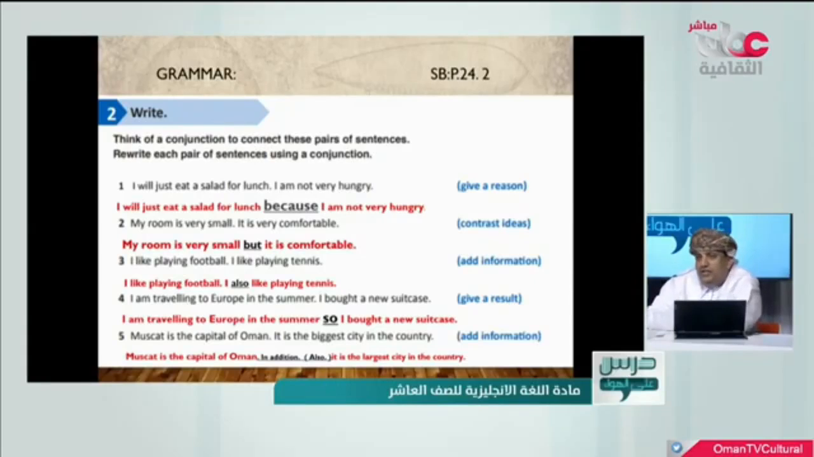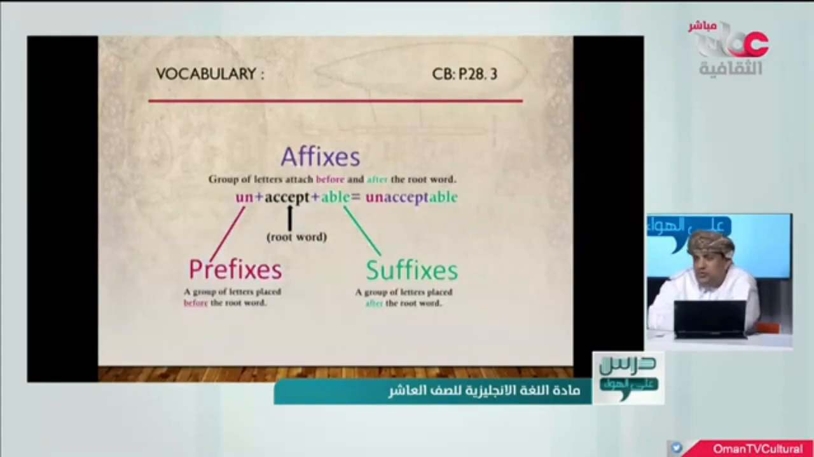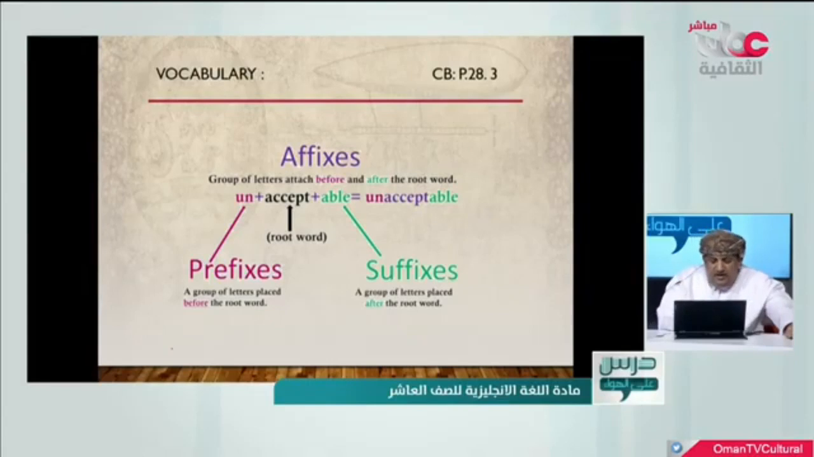Now, we have finished the grammar part. We are going to the vocabulary, the second part of your lesson for today. Now, we are going to learn about the suffix. As you know, we have 2 types of affix. The group of letters that attach before or after the root word. For example, here the root word is accept. Okay, if you want to have a prefix, we say unaccept. But if you want to have the suffix, you add it after the root word. For example, unacceptable, we wrote it together with prefix and suffix. So now we are going to focus more on the suffix.